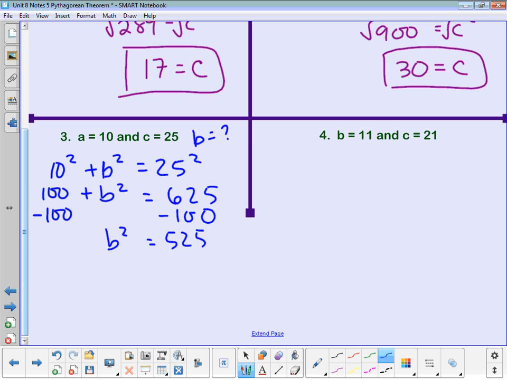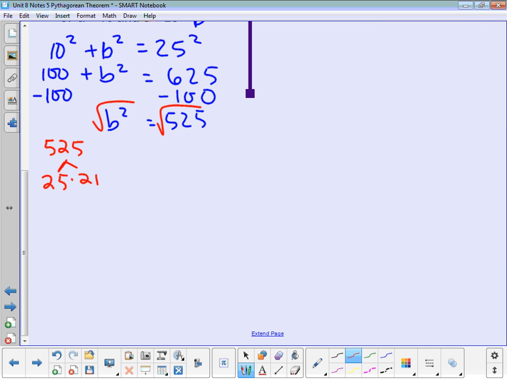Now, when I take the square root of both of these, I get b alone, which is what I want, but the square root of 525 is not a perfect square. It's not a whole number, so I need to simplify this radical. I'm going to break this apart just like I've been doing all unit long. So 525, I broke apart into 25 and 21. 25 times 21 gives me 525. So if I keep going with that, 25 is 5 and 5. 21 is 3 times 7. So there's my prime factorization.